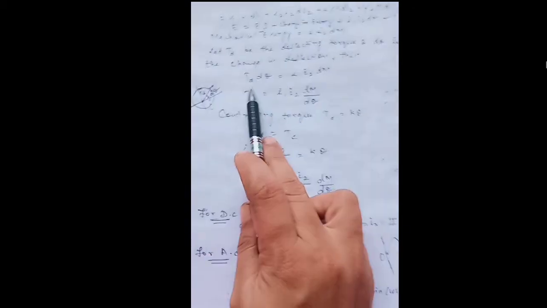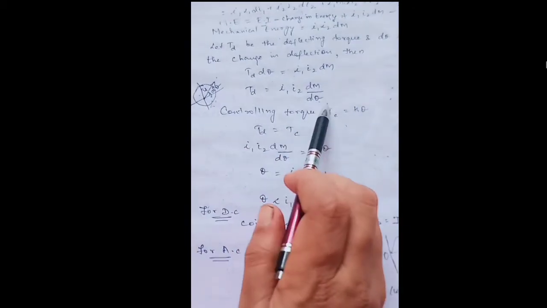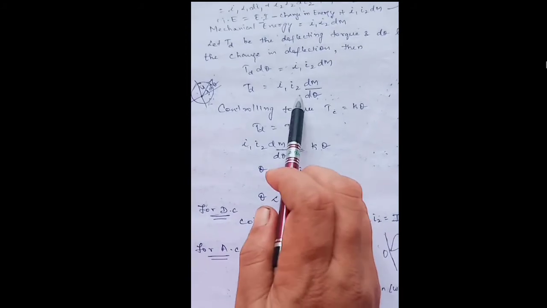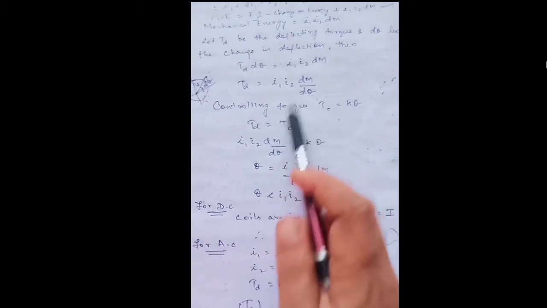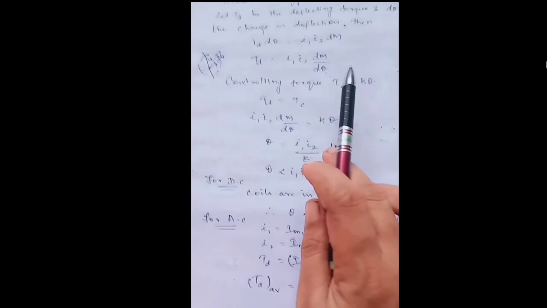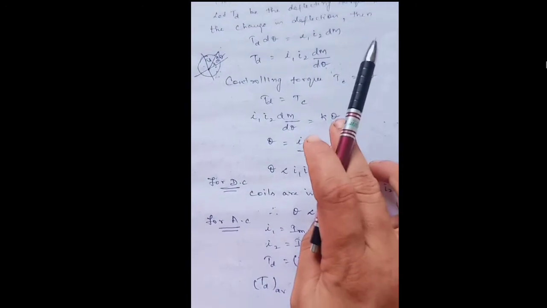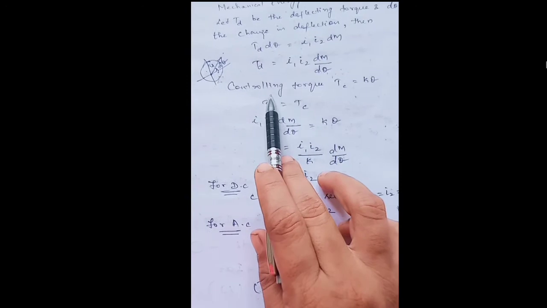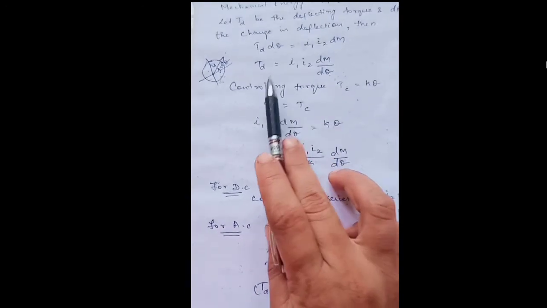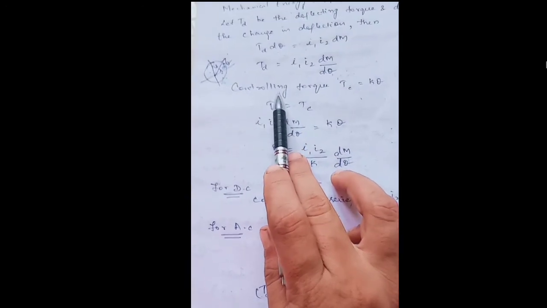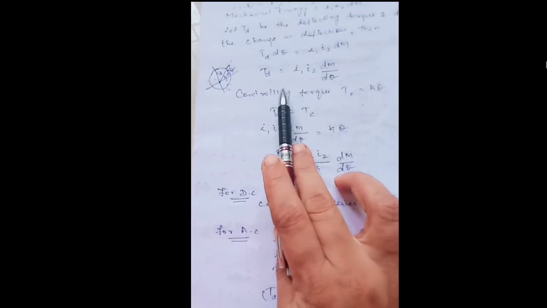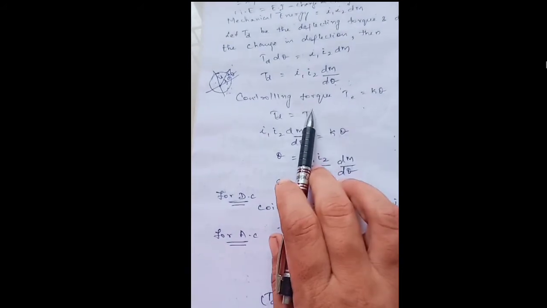So we need the value of Td. So I am bringing this d theta to the other side. So it will be I1 I2 dM by d theta. As I said earlier, three different torques develop: deflecting torque, controlling torque and damping torque. We are making use of two torques in our torque equation, that is the deflecting torque and the controlling torque.